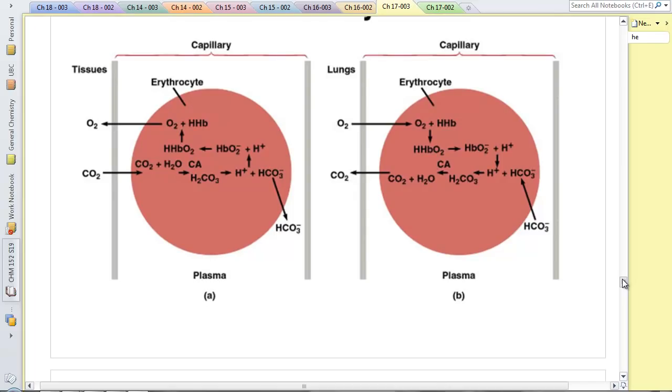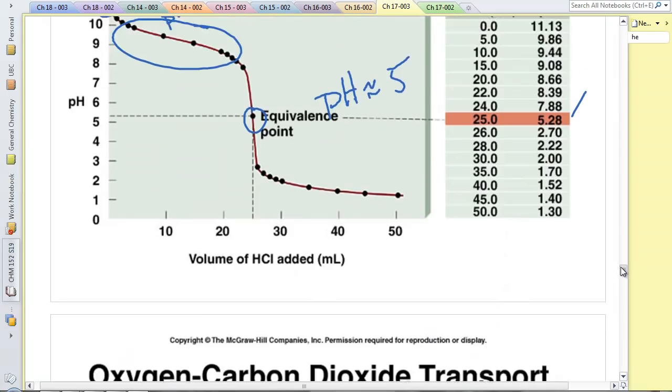We'll come back and talk. This actually relates to blood buffers. We'll do that in class.